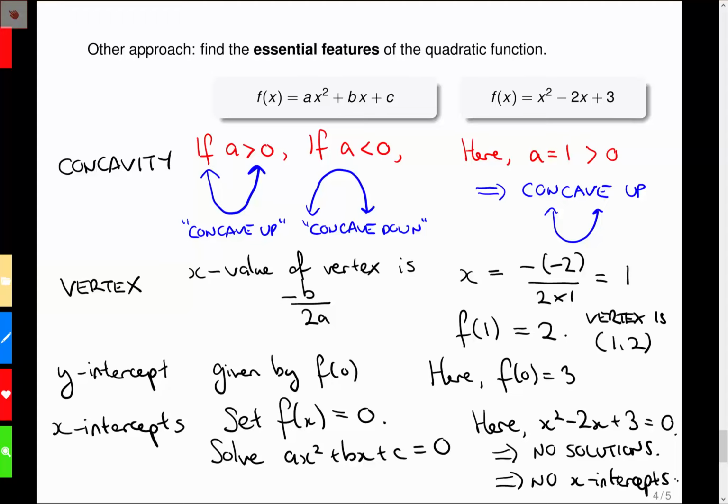So putting it all together, we have a concave up, or smiley face parabola, with vertex 1, 2, y-intercept 3, and no x-intercepts, since the graph doesn't cut the x-axis at all.